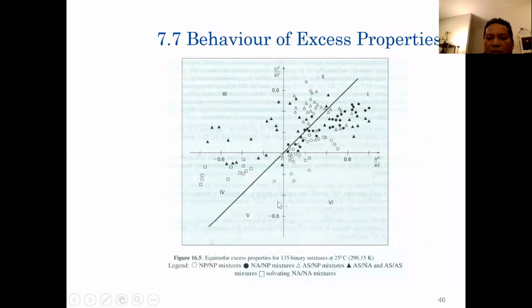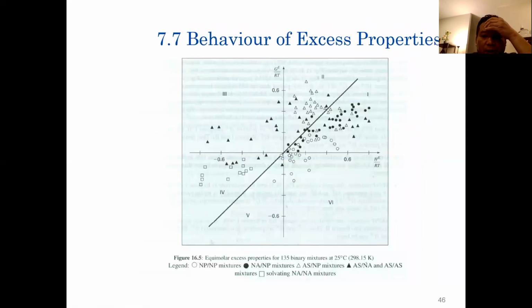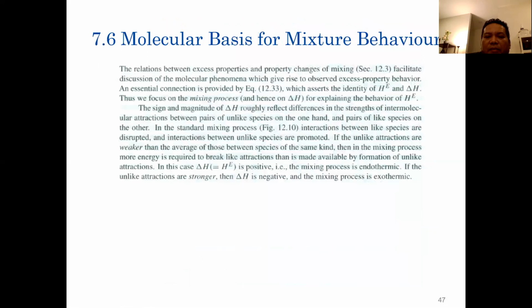So this is the open one, the open circles, mostly in this area here, regions 1 and 2. Sorry, I can't see very well. Mixtures containing polar species exhibit a diversity of behavior. So that is how we can plot it and see the behavior.